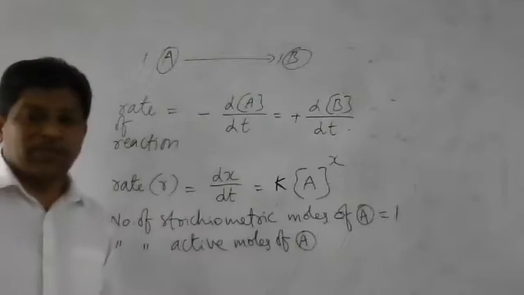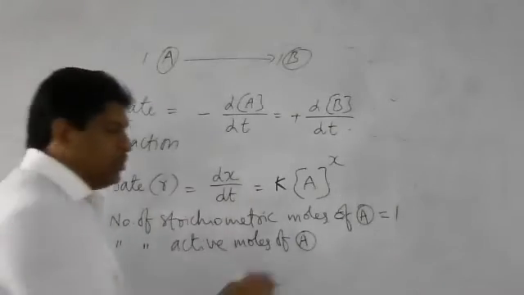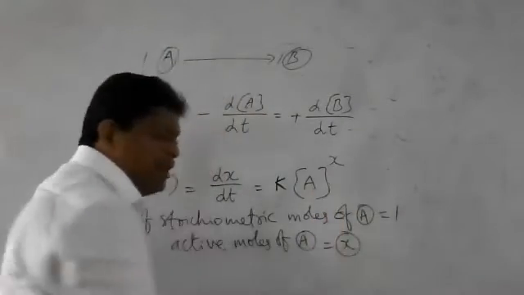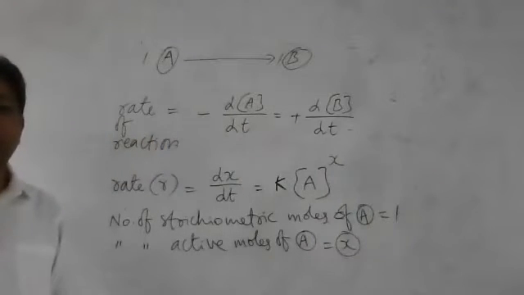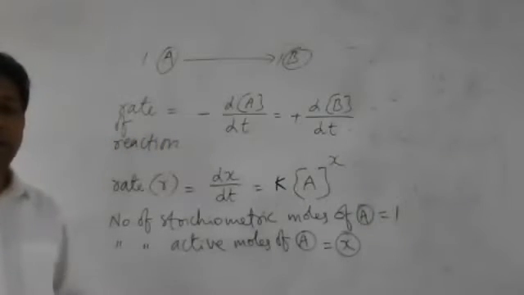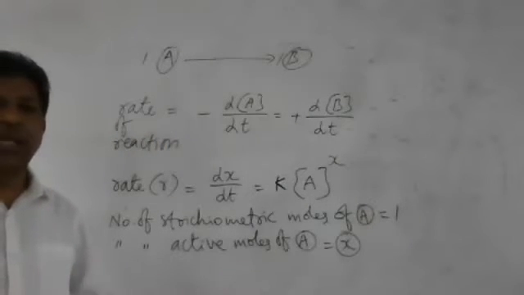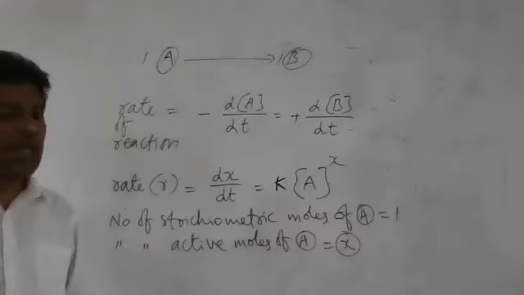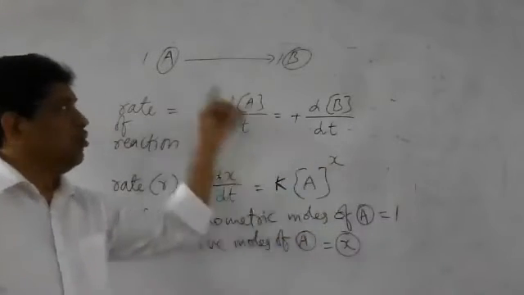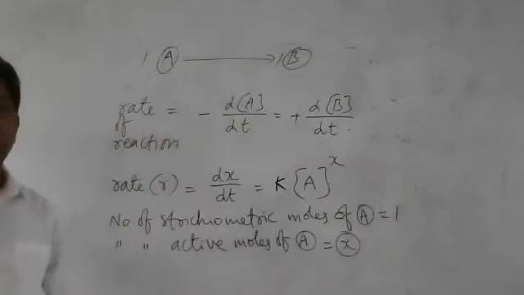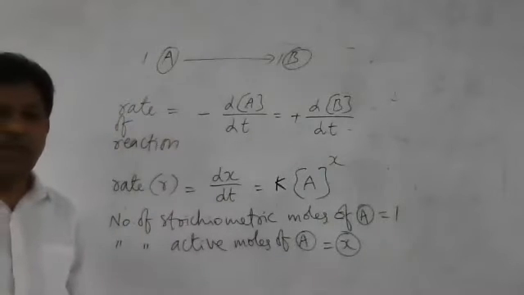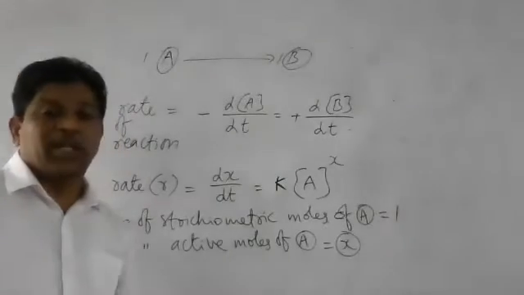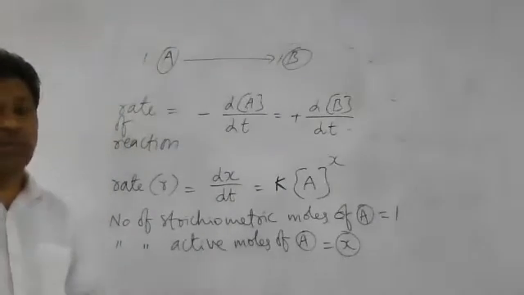as per experiment is equal to x. x is the number of active moles of A. So how to get this x value? I told you, by doing experiment. It is an experimental value. We cannot directly write this x value by looking at the balanced equation. The x value is to be determined experimentally. This is the number of active moles.